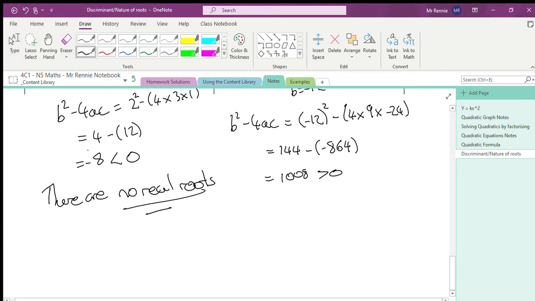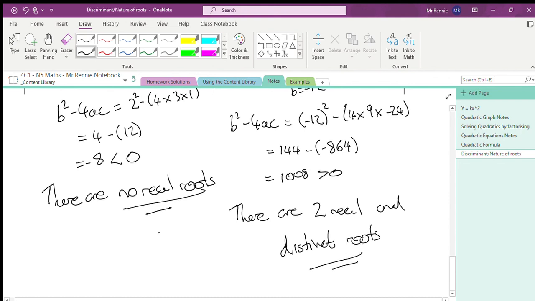So we just have to say that there are two real and distinct roots. And that's the final part of that question.